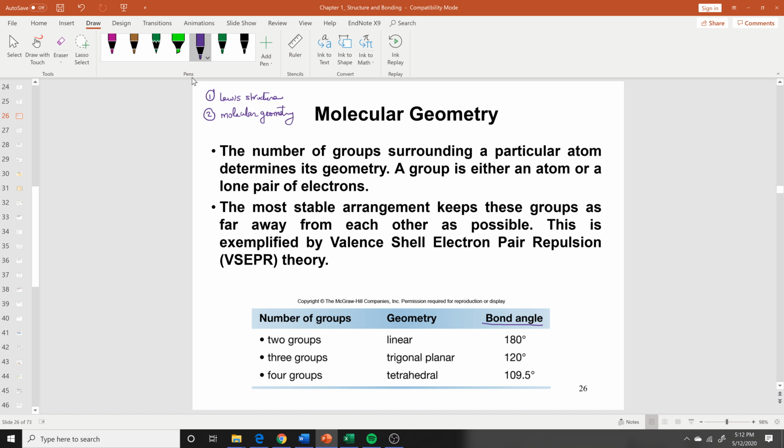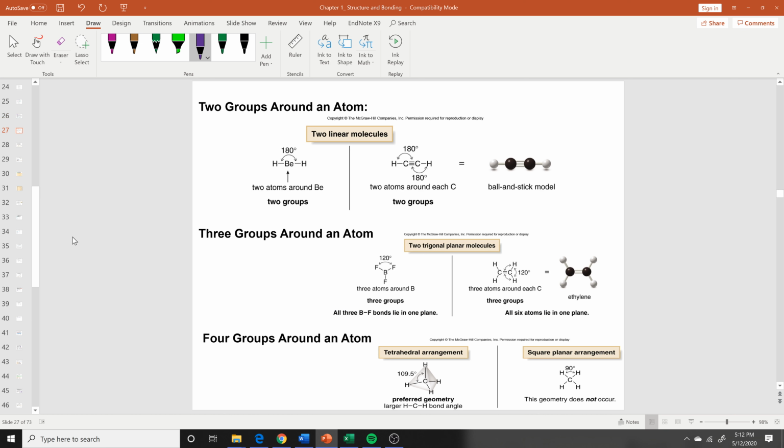Four groups, then the geometry is tetrahedral, and the ideal bond angle, for example between the hydrogen and the carbon and the two hydrogens, is 109.5. So this is what I have here. This is an example of an atom that has a 180 degree bond angle. This is linear.